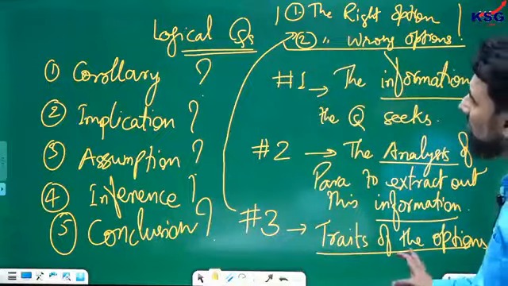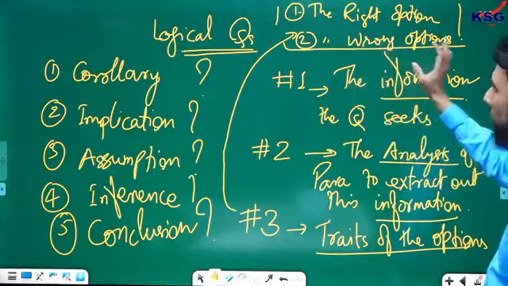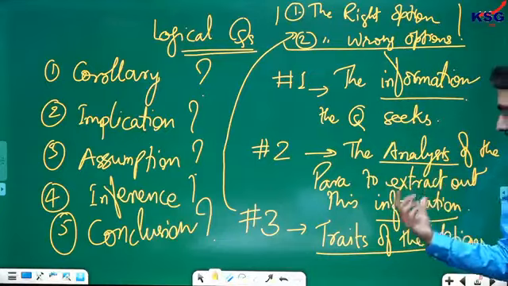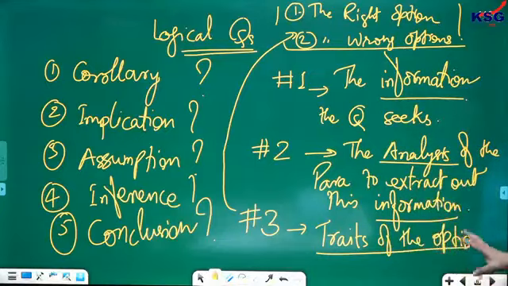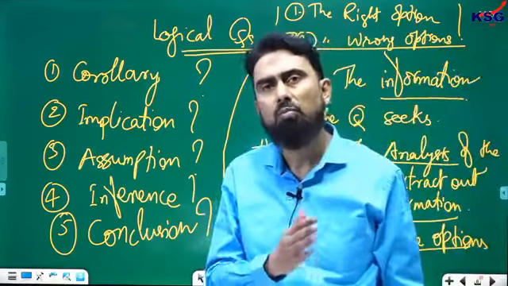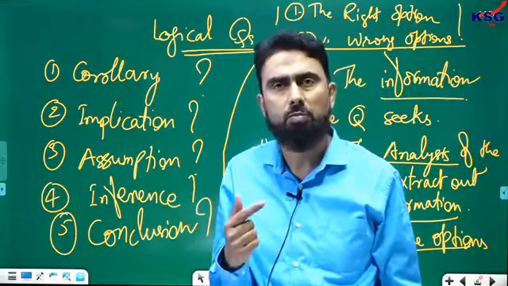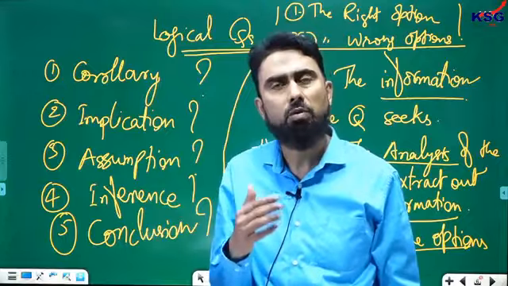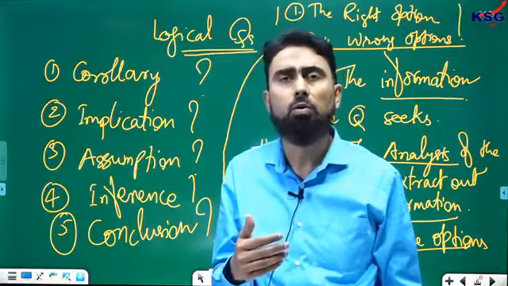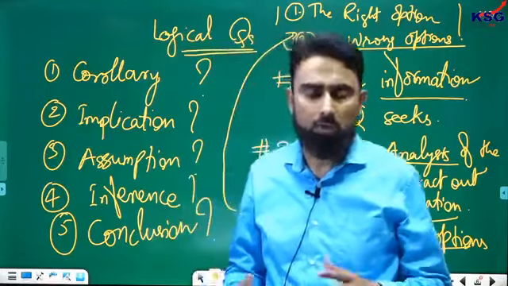Right. And then this last part is, I have given you the lighthouse, how to approach these questions. The very first thing, the information the question seeks. Second thing, how to analyze the passage to extract out this information. And then we should also be aware of the traits of the options. So needless to mention, every time we solve a question, we will have to go in the same direction. First thing, the information it requires, and I will give you the definition. I will simplify it with the help of examples. And once you have understood it properly, then only I will tell you how to analyze the paragraph, and then the characteristics of the wrong and right options.